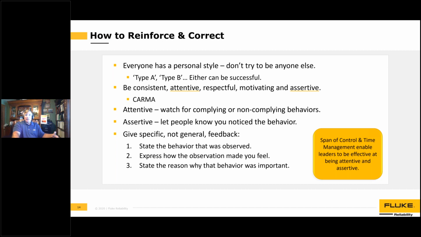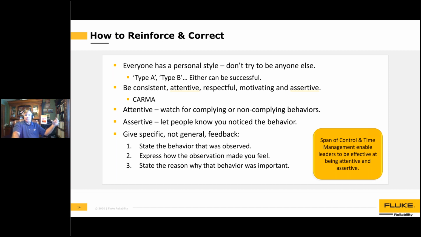Okay, so when we talk about these reinforcing positive and corrective behaviors, what I wanted to say specifically about that is that there are two issues that are important here. One is the concept of span of control, right? So if you're a shop supervisor, you should have maybe 8 to 12 direct reports. And the reason for that is that you cannot be attentive and assertive. You can't have the time to do those things if you're trying to manage 30 people. There's just not enough time in the day to be able to do that.